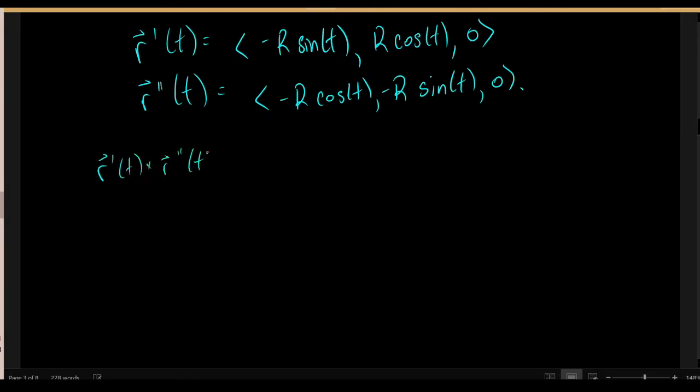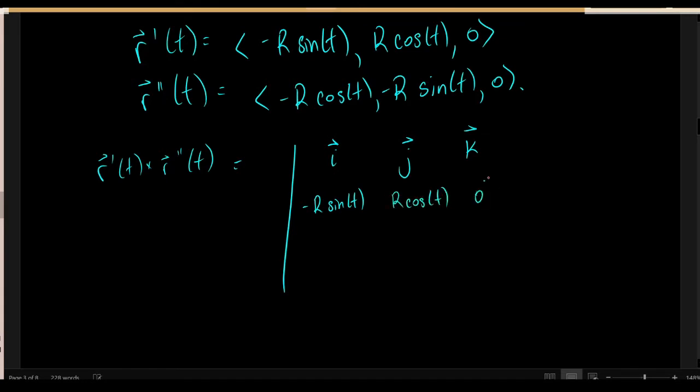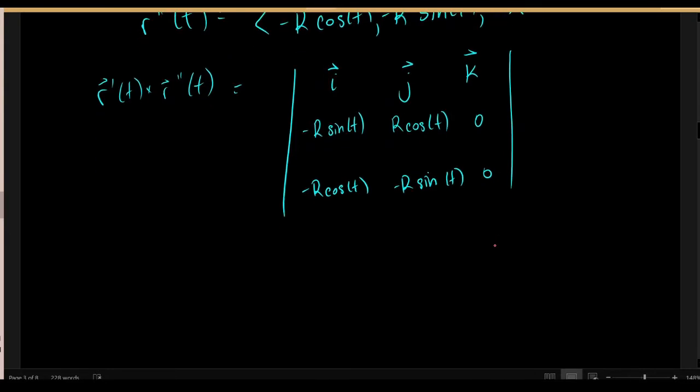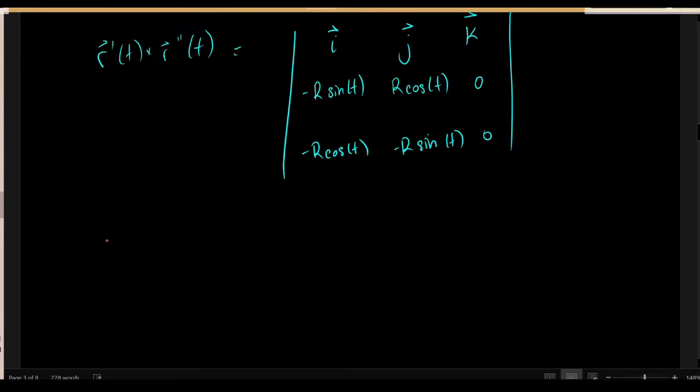Even though these vectors have variables in them, the cross product can be calculated exactly the same way, as a 3 by 3 matrix determinant. Negative r sine t, r cos t, 0, and then negative r cos t, negative r sine t, 0. This is your first introduction, I think, to a matrix that has functions in it. Okay, so let's calculate the product that we would need for the x component. r cosine t times 0, r sine t times 0, both of those products are 0.